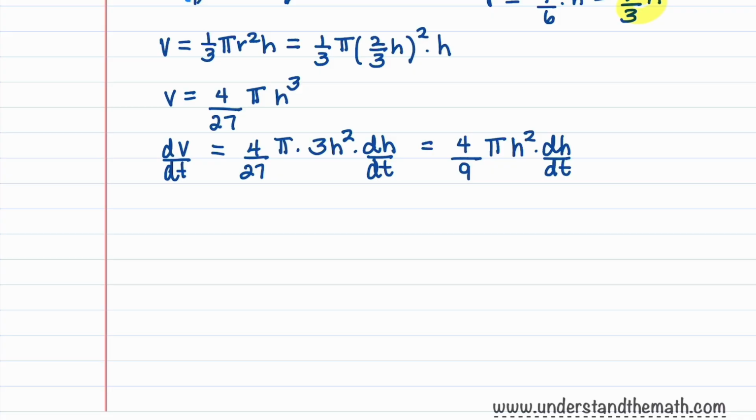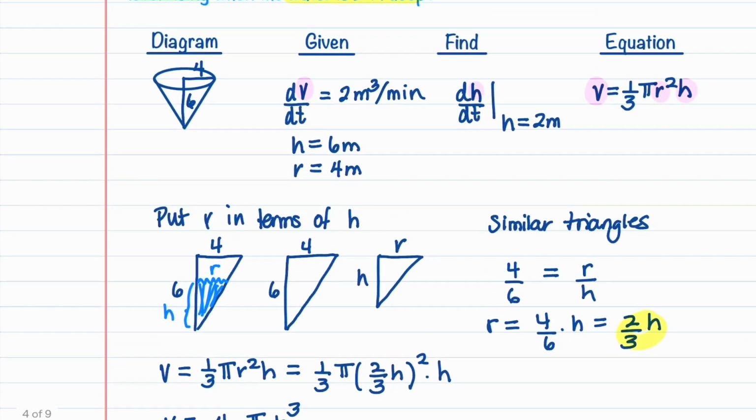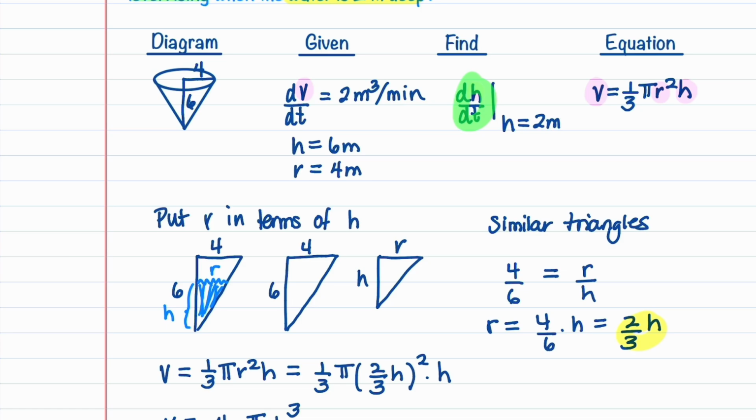Now let's think about what we want to find. Let's go back up here. We want to find dh/dt.